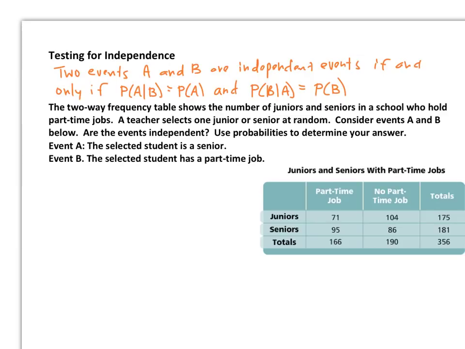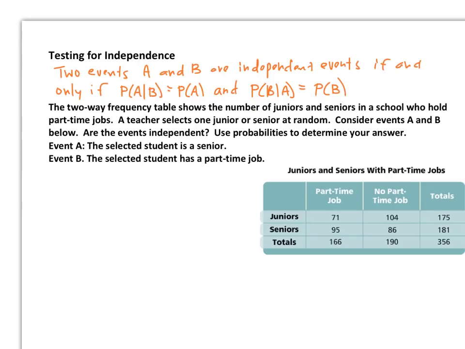So let's look at our example here. The two-way frequency table shows the number of juniors and seniors in a school who hold part-time jobs. A teacher selects one junior or one senior at random. Consider events A and B below. Are the events independent? Use probabilities to determine your answer. All right, so event A is that the selected student is a senior, right? And event B is that the selected student has a part-time job.